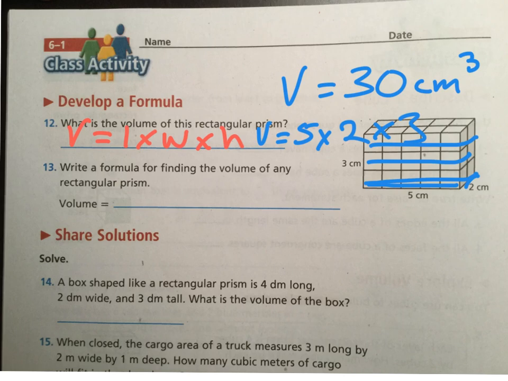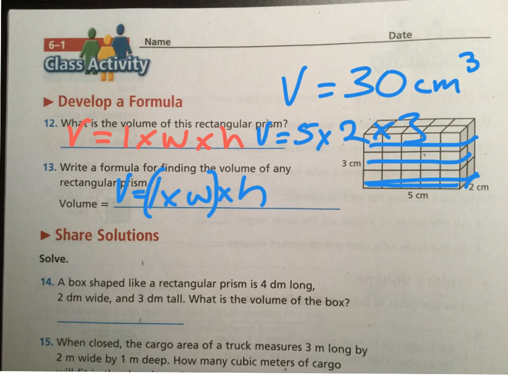Okay, now look at number 13. It's asking you to write a formula. We've already done that for the regular one. We've got that at the top. But there's another one we got to know. Okay, we know that volume is equal to length times width times height, right? But if I take this and put the length times the width in parentheses, what does that mean? That means it's the area of the base. That's the area formula we have from our area, which is the bottom.